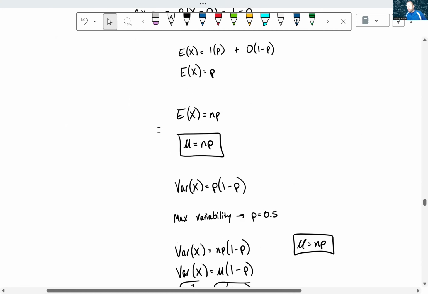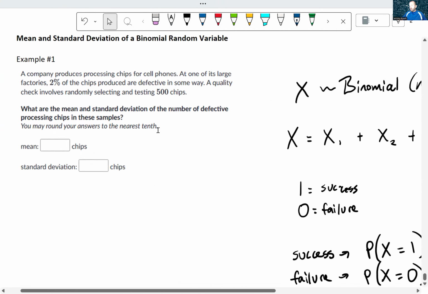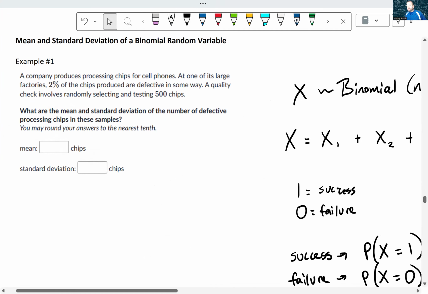So let's go to our example problem finally and take a look at what it wants us to find here. So it says a company produces processing chips for cell phones. At one of its large factories, 2% of those chips produced are defective in some way. A quality check involves randomly selecting and testing 500 chips. What are the mean and standard deviation of the number of defective processing chips in these samples?